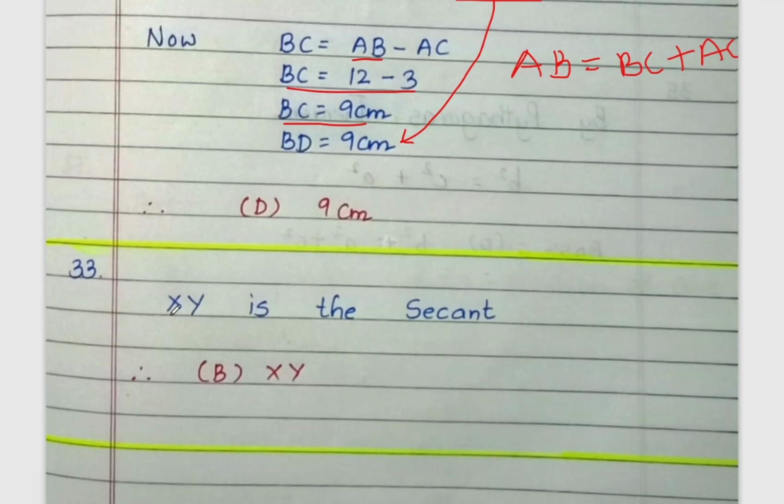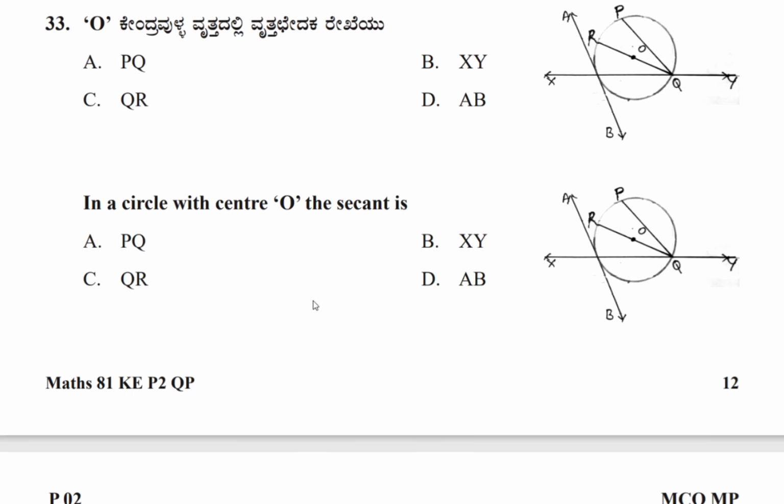Question number 33. Observe the figure and find out which one is secant. XY is the secant because it touches the circle at two distinct points. Therefore the line XY is the secant. Observe the figure. XY is the secant to the circle with center O.